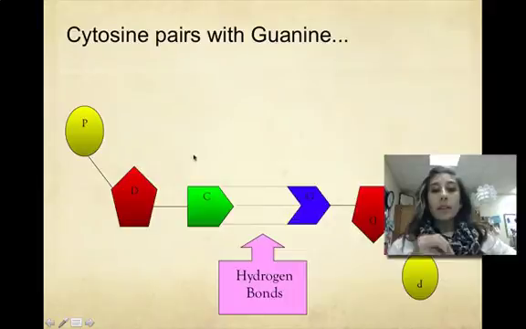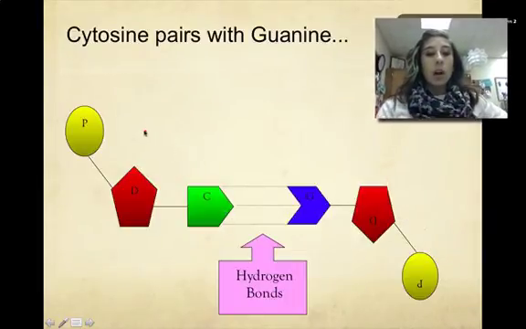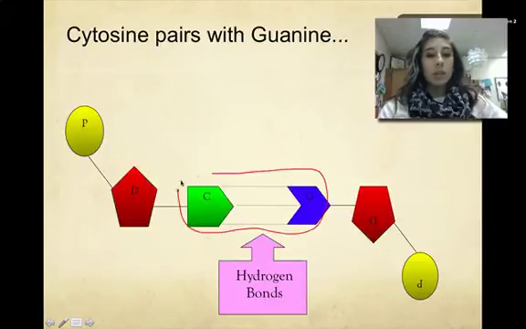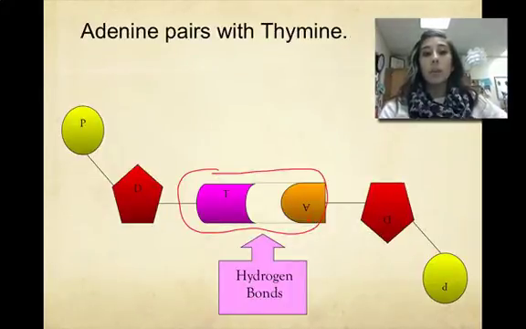Now, we always have cytosine pairing with guanine. So in this example, we'll take a look at why this looks upside down. It is upside down for a reason, on purpose. But C always pairs with G, right here. And you always have adenine pairing with thymine, A pairing with T.